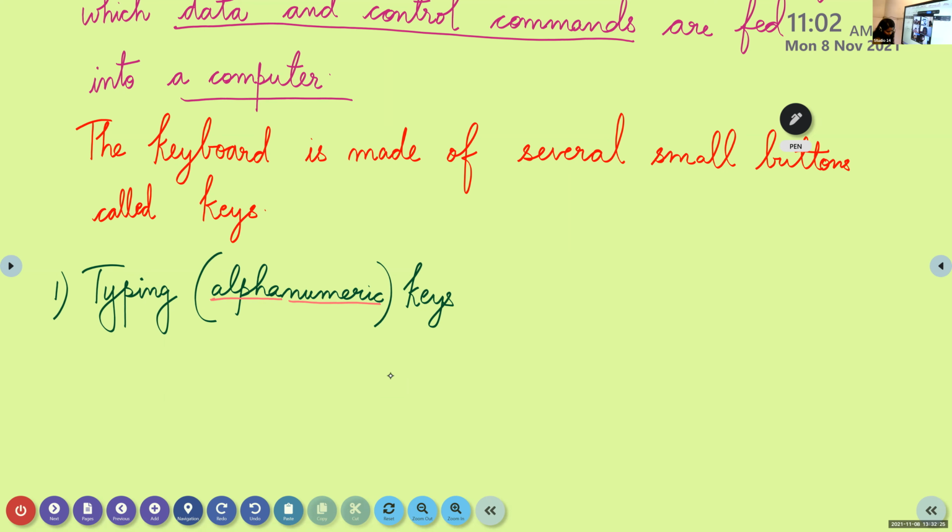Now, what else do we have? We have navigation keys. Have you heard of navigation keys? No, ma'am. We can write that as the next one. Write two, navigation keys.